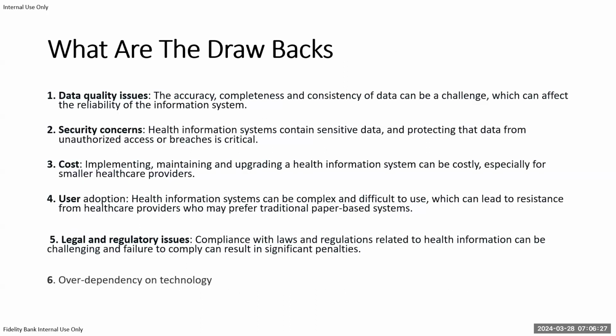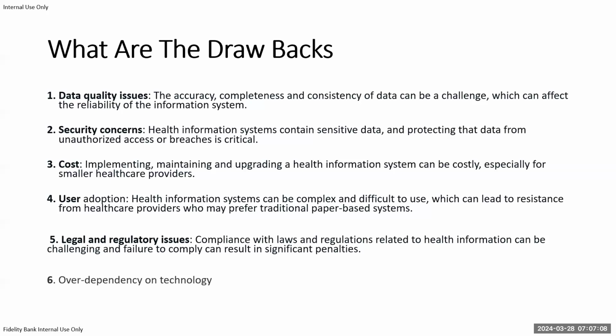So the limitations or the drawbacks of medical informatics include data quality issues. There may be inconsistency of data, which will invariably affect the reliability of the information system. So that's one of the drawbacks. Then there are also security concerns in this era of increased hacking and cyber terrorism. So there can be unauthorized user access, there can be breaches of the data already stored, there can be hacking and fraudulent entries. So all these are security concerns that can be seen in medical informatics.